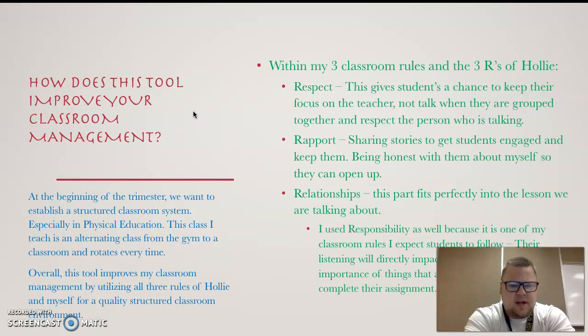How does this tool improve your classroom management? I think for me, at the beginning of the trimester, like I said, we want to establish a structured environment, especially with kids, where they're sitting, what they're doing. And I think, like I said, if they can keep their distance at this point, it's a big thing.